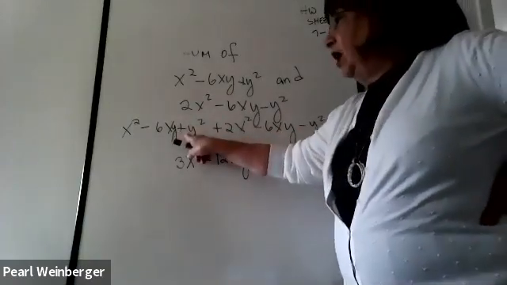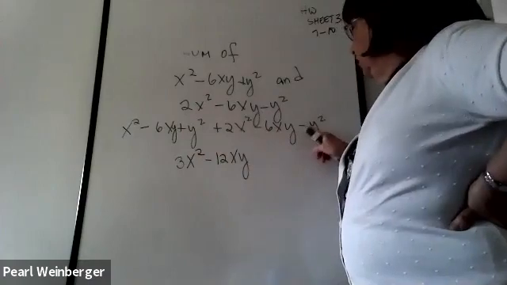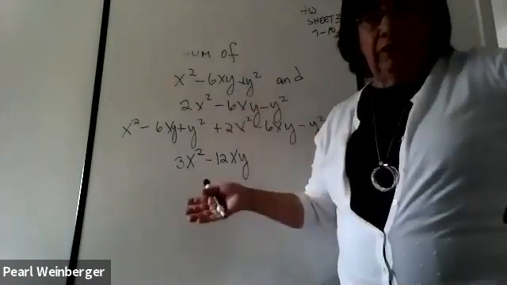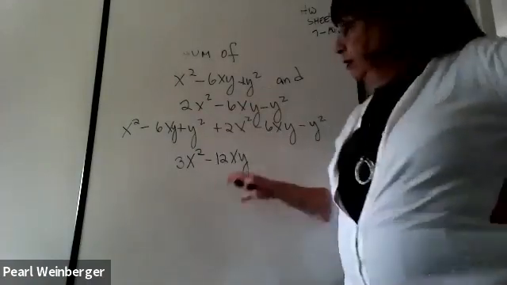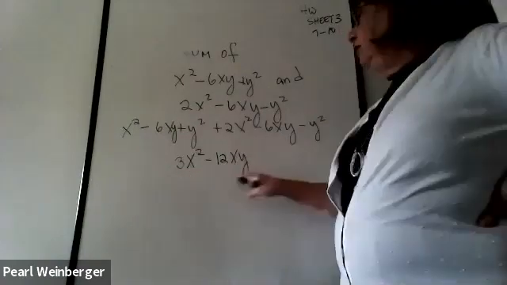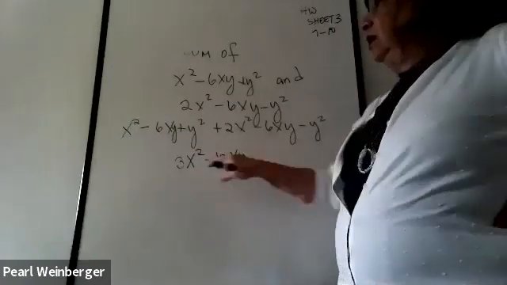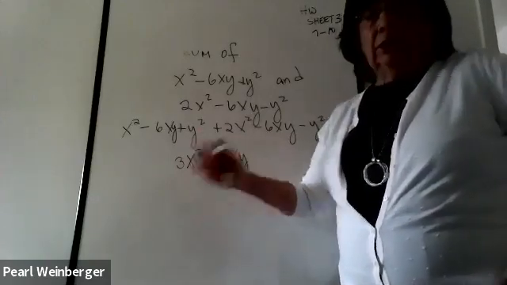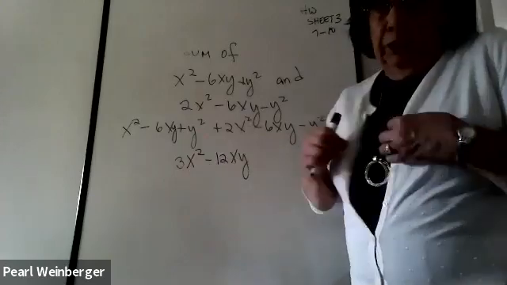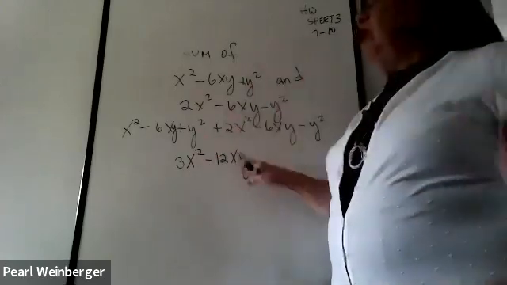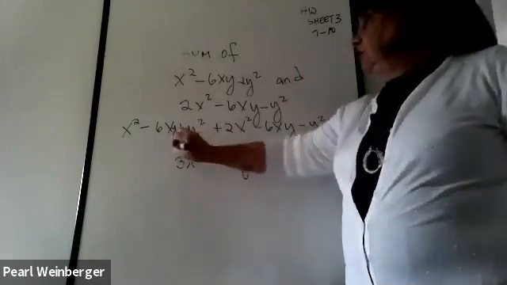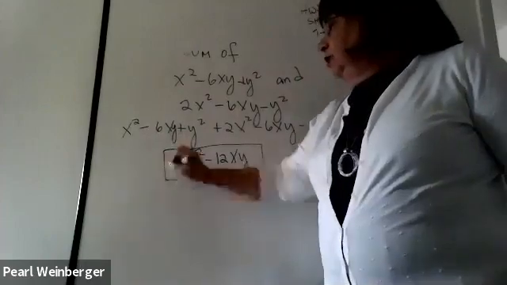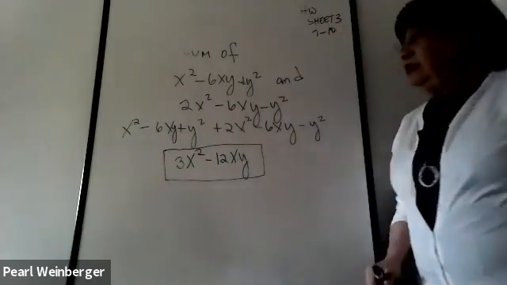And finally I have a positive y squared and a negative y squared. Well, this is a 1 and this is a negative 1, and 1 plus negative 1 is 0, it cancels out. So my final answer doesn't have any y squared in it, because I usually don't write 0y squared. 0 times anything is 0, and I just don't have to put it in. I'd only have to put it in if the whole answer would be 0. So my final answer for this particular example would be 3x squared minus 12xy.